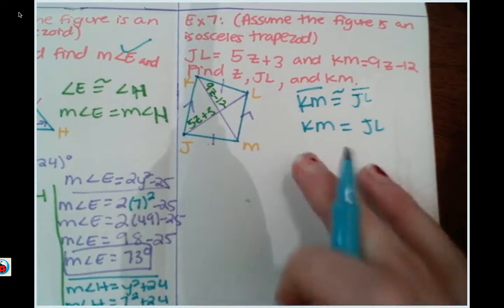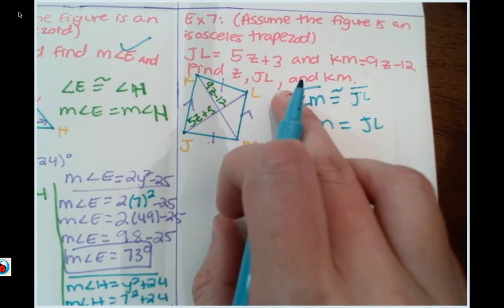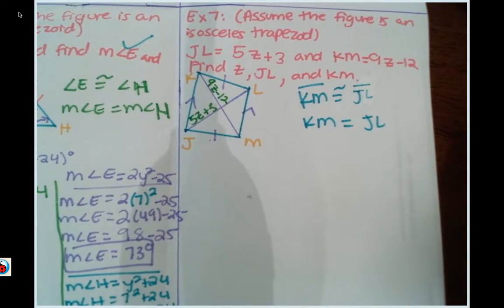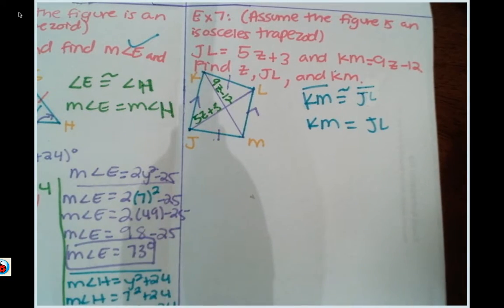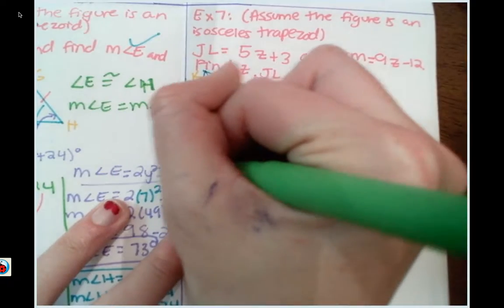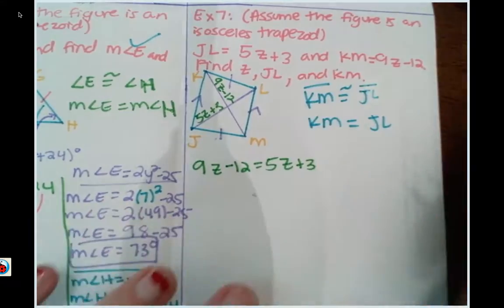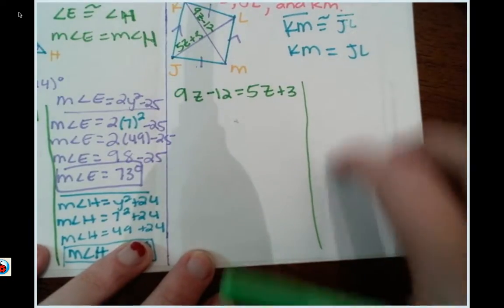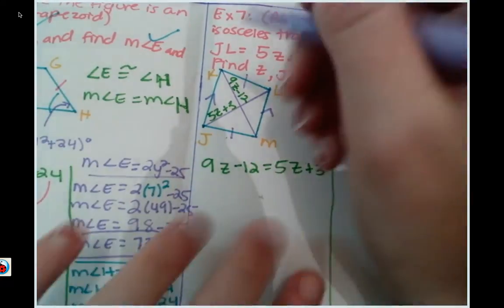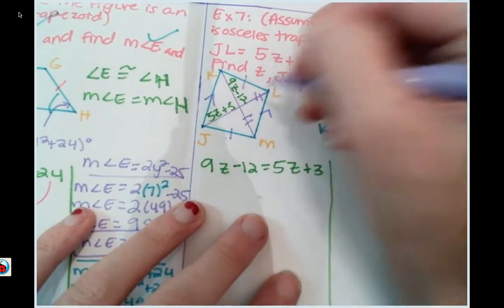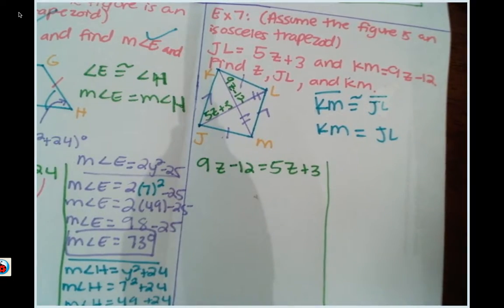Okay, so all I can do now is substitute in the values where they go to find z, which is going to help me find JL and KM, so get excited. If KM equals JL, I can set these right here equal to each other. So 9z minus 12 will equal 5z plus 3. I'm going to reserve some space to find KM and JL at the end. I know that these two are congruent, that is why I set them equal to each other. So this diagonal is congruent to that diagonal, the whole thing. Not just this piece, the whole diagonal.